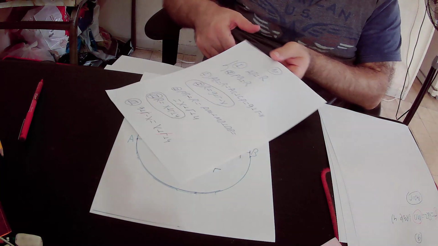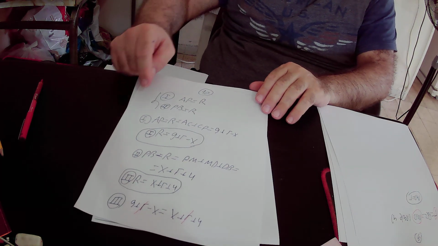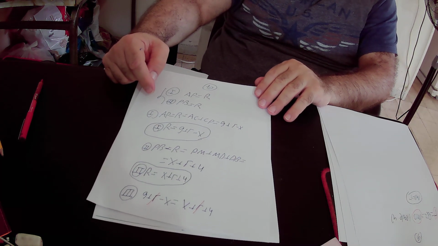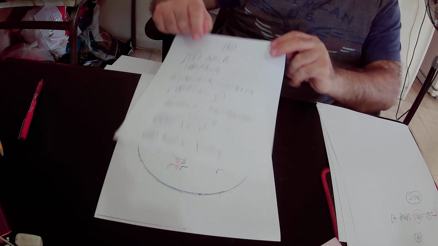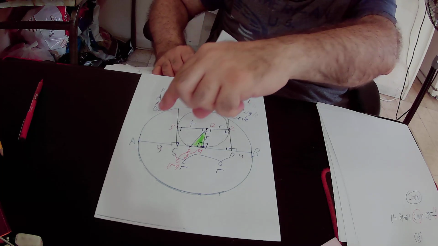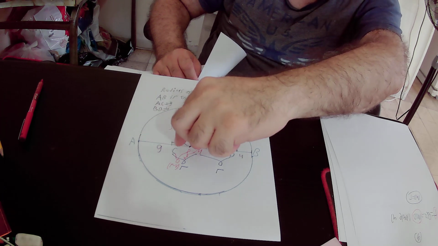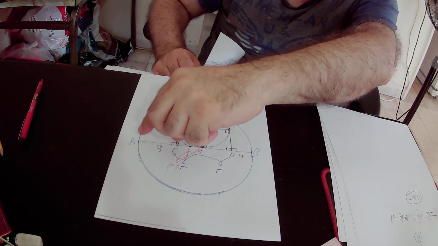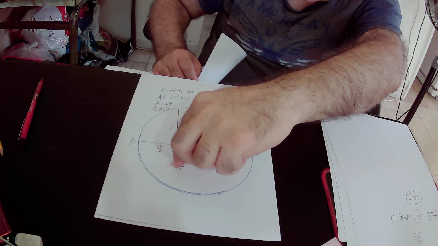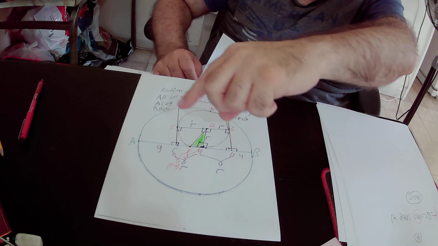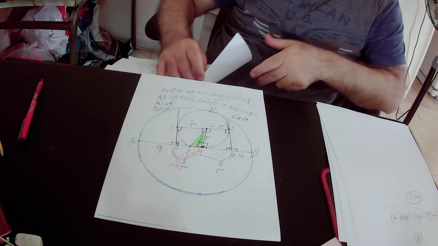We have those two equations for the radius of the big circle, capital R, and capital R equals AP. AP equals AC plus CP, but AC equals 9 units and CP equals small r minus x. So in total AP will be equal to 9 plus small r minus x.